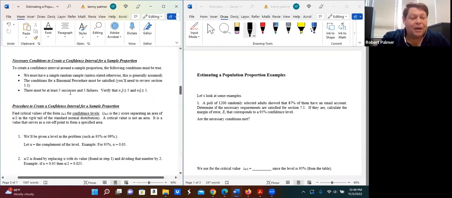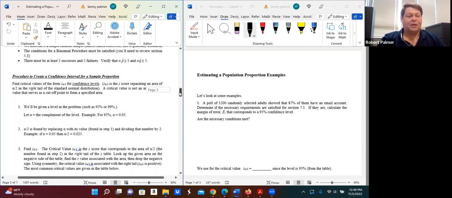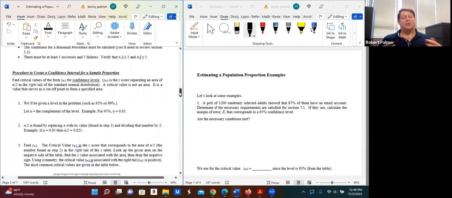Okay, and then also there have to be at least 5 successes and 5 failures. So we have to verify this. So n, our sample size, times our sample proportion p, and also n times q, which is 1 minus p, both have to be greater than or equal to 5. Now, let's talk about this procedure, and then we'll actually look at our first example in a moment.